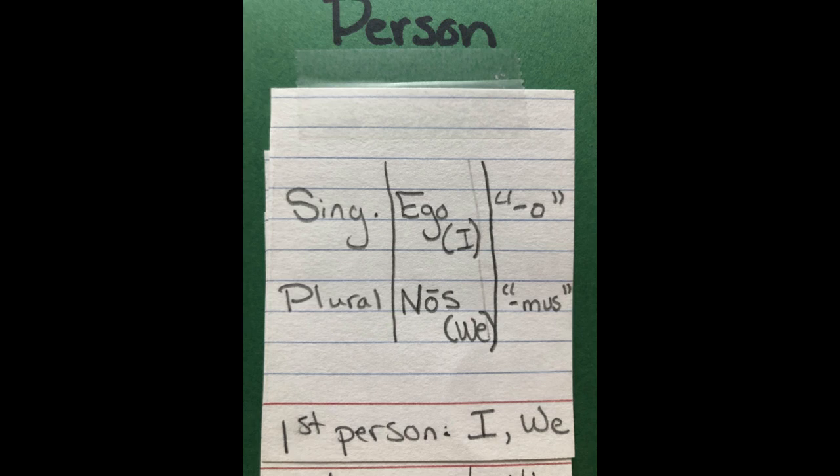In the third column, I want you to write the letter O in quotes. If a Latin verb ends in the letter O, then I am doing the action. You don't actually even need to have the word ego in the sentence. If you have a verb that ends in O, I am the doer. 3 lines down, write mus in quotes. If you have a verb that ends in mus, then we are doing the action. You don't have to have the word nos. You can just have the word ending in mus, and then we are the doers. And that's it. Let's flip to the second note card.